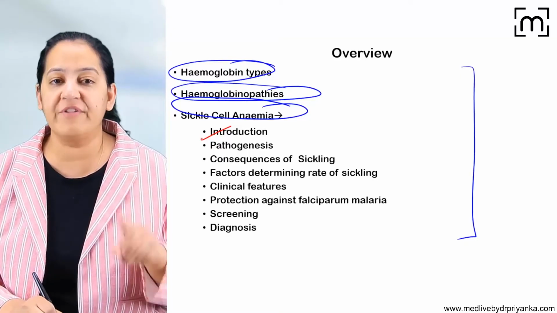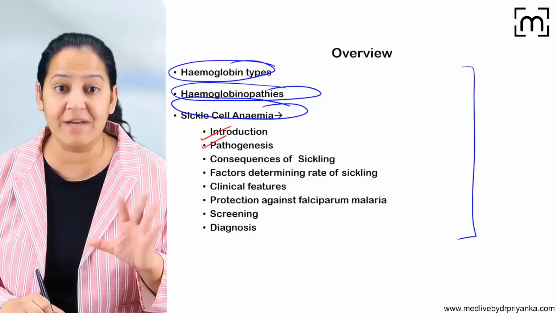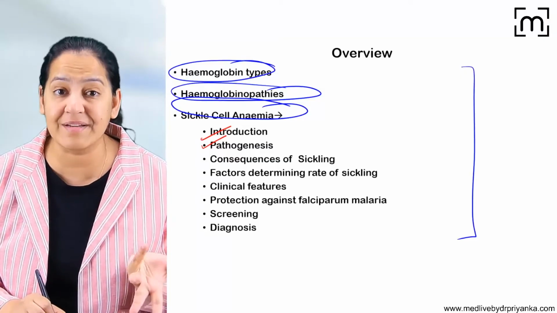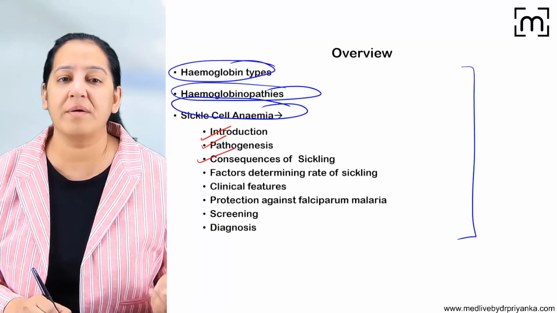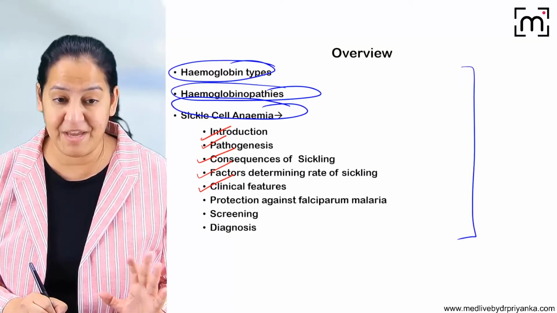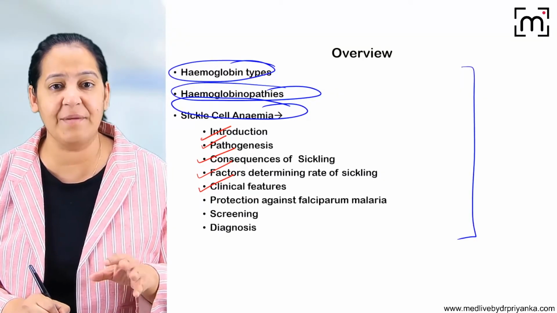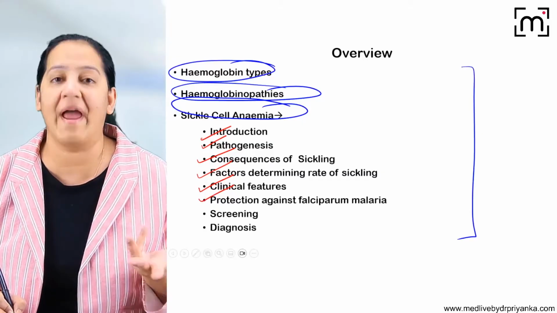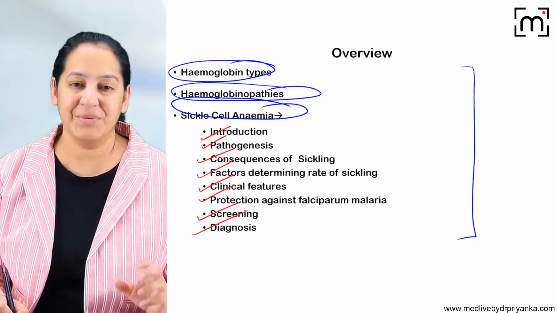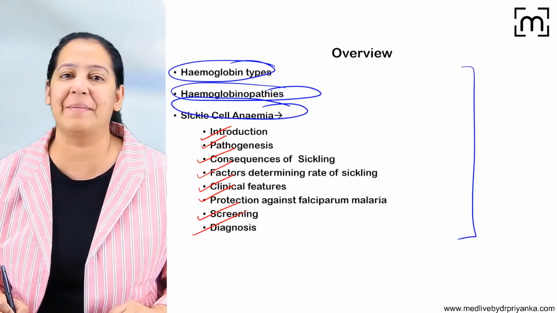The most important and difficult to understand, but it's conceptual, is the pathogenesis. Why does it occur? What is sickle cell anemia and why does it occur? How does it occur? What are the consequences of sickling? What are the factors determining the sickling? What are the clinical features? Do the patients having sickle cell anemia get protected against malaria? If yes, why? What is the reason? What is the screening test? What is the diagnostic test? So you have to write down everything about sickle cell anemia.